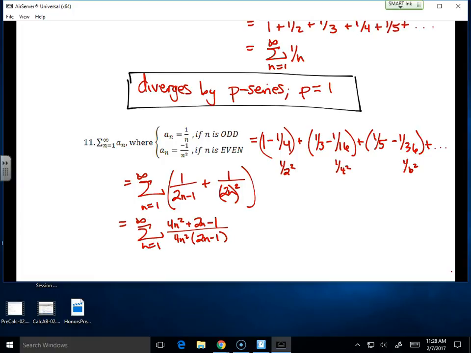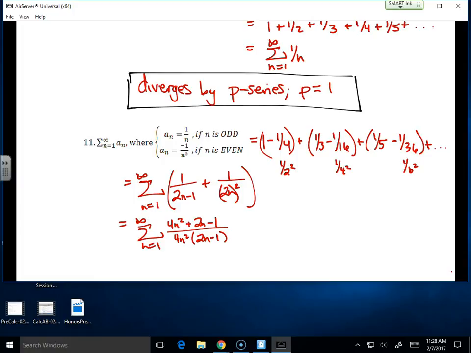Multiply the left by 4n squared, multiply the right by 2n minus 1, and add them together. Yes, I think that looks right. Does that make sense though? Yeah, I think so. And then we can agree that the nth term limit goes to 0, but I don't know if it's alternating or not. So I don't know.